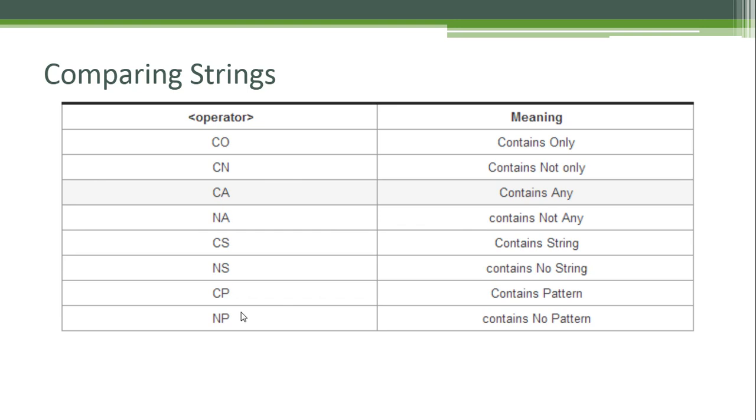NS contains no string. CP contains pattern. You specify a specific pattern that you want to find in a string. And NP contains no pattern, and you specify the specific pattern also.